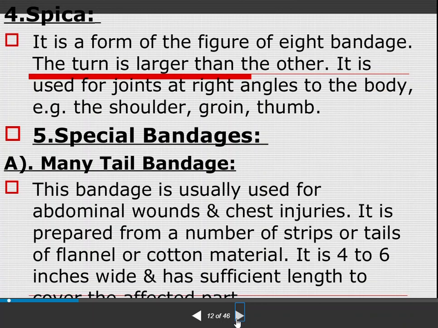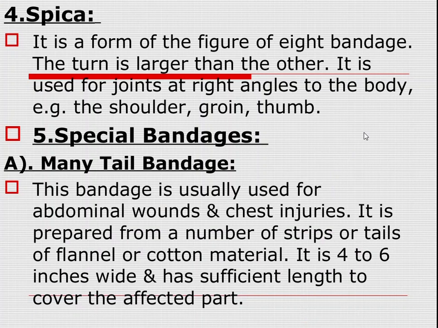Next, special bandages. They are used for special purposes. In that, first, many tail bandage. Many tail bandage is used for a larger wound, for example, abdominal and chest injuries. It is prepared from a number of strips. Not one strip, but so many strips or tails of flannel or cotton material can be used for many tail bandages. It is 4 to 6 inches wide and has sufficient length to cover the affected part. Means the area that must be covered, the whole abdomen or the chest which was injured.